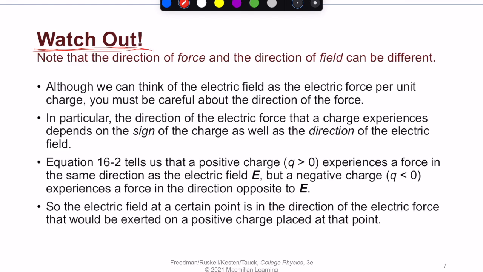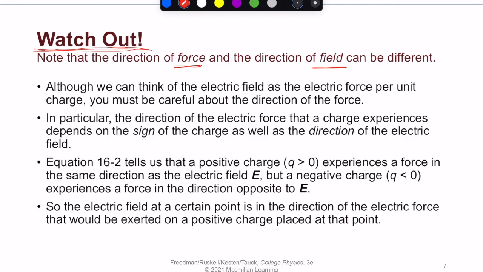This is going to make you aware of some very common misconceptions that occur throughout our whole class. So this is number one. It's very common to want to make the direction of your force and the direction of your electric field the same direction, but they may not always be in the same direction.